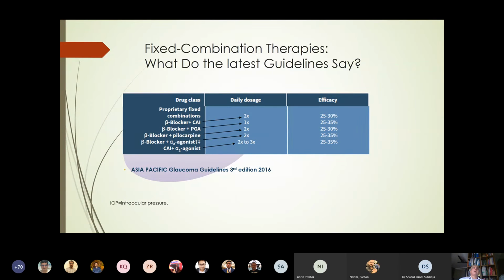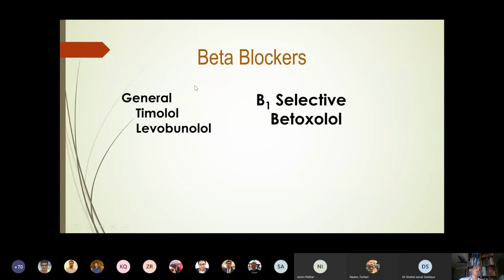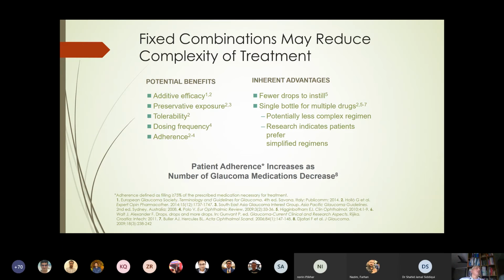And obviously the patient has fewer drugs to instill. It acts on the alpha agonist pathway, reducing aqueous inflow, and the carbonic anhydrase inhibitor also decreases the inflow. Beta blockers typically cause problems, which you probably did not highlight before: decreased libido, depression, hair loss, skin disorders, which are not seen in these patients.